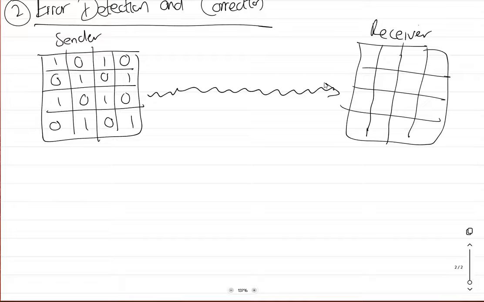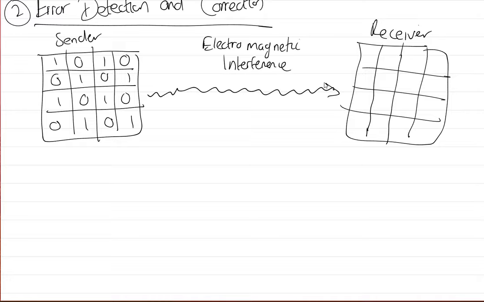So what happens here in electromagnetic signals? We sometimes have to deal with electromagnetic interference. Okay, so when you're sending something from one place to the other, you have electromagnetic interference. This could be anything. It could be software errors.